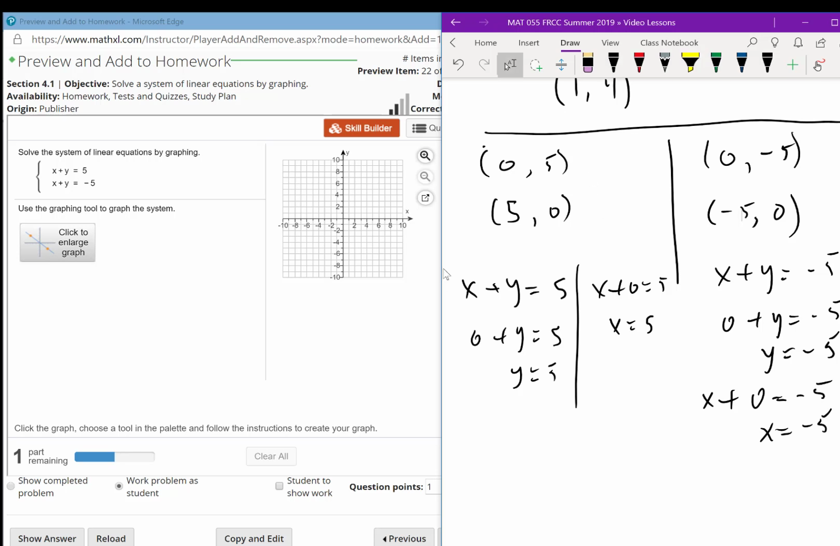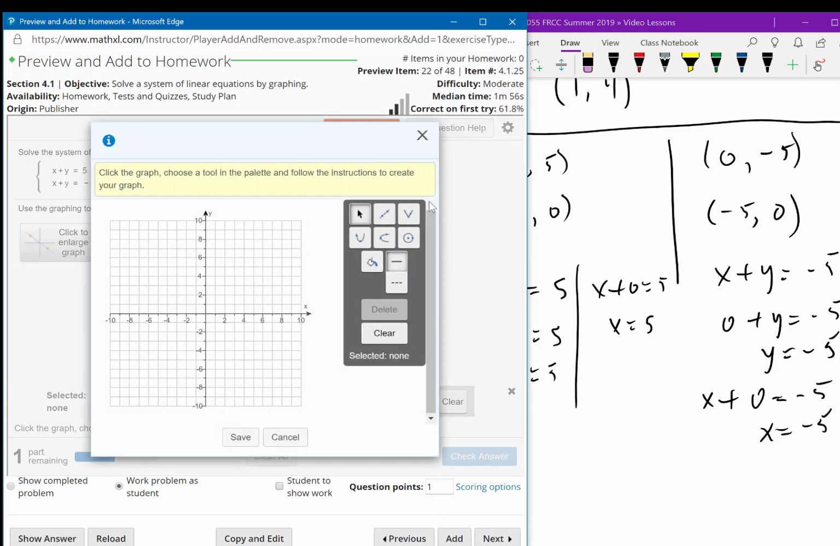All right. So now let's come over here and let's check our graph. So here we get 0, 5, and 5, 0. And then for the next one, we get 0, negative 5, and then negative 5, 0. So we get that line.